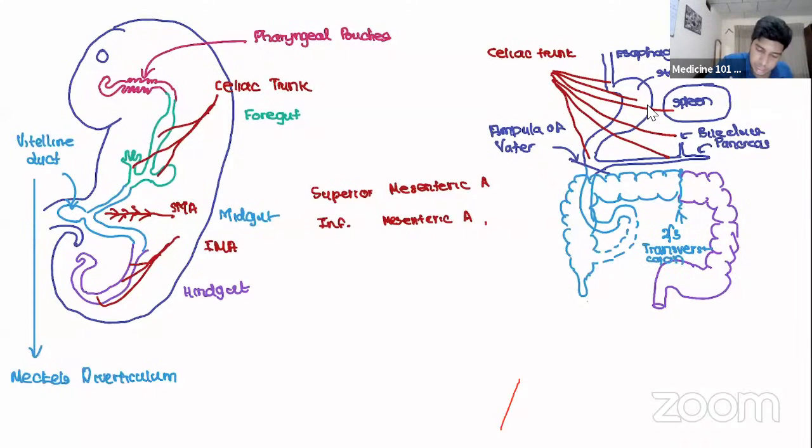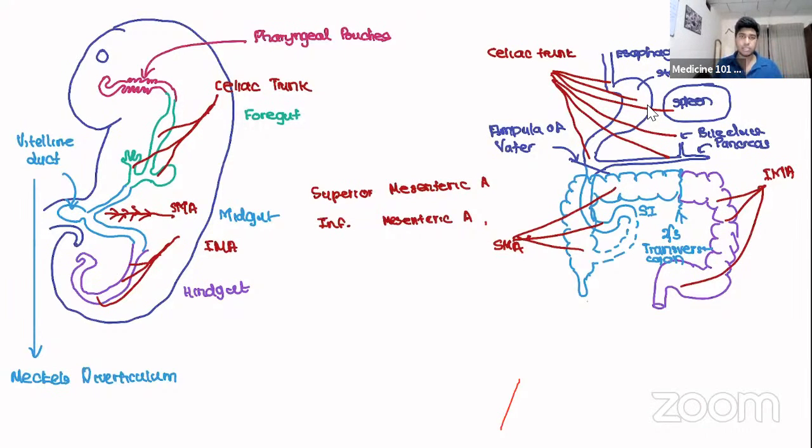It is going to be supplied by the, so the small intestine, let me label it. Small intestine. Then we have this large intestine, the appendix. All of these are supplied by the SMA, superior mesenteric artery. And finally, from 2/3 of the transverse colon to the rectum, it is supplied by the IMA. Do you guys understand this?